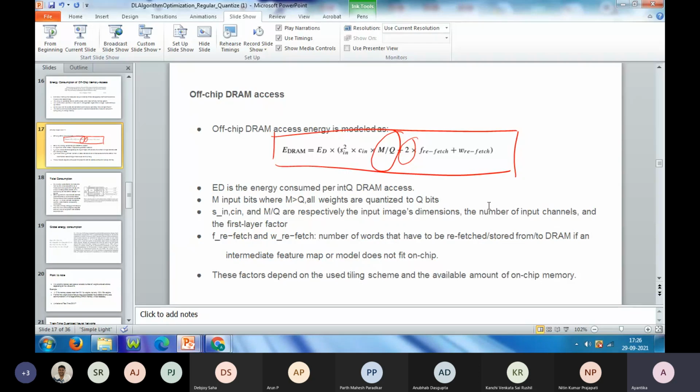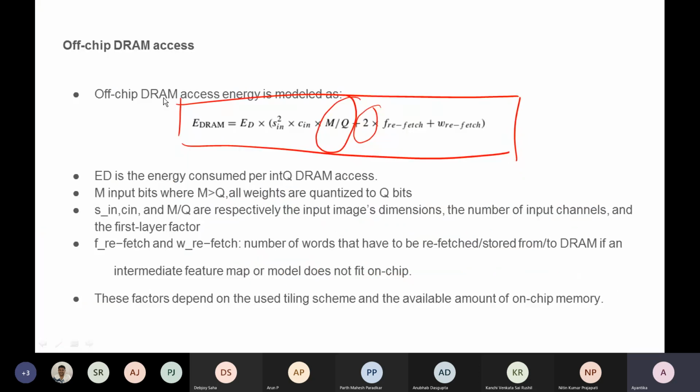Is this clear to you? Can someone explain what we are considering here with this M by Q? First of all, I think this one is clear, right? It is the energy consumed per int Q DRAM access. So what is int Q? Is it clear? Yes or no? Tell me.